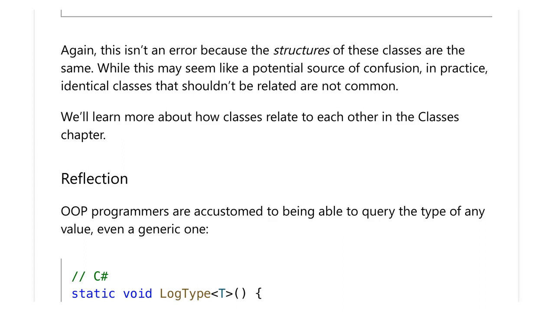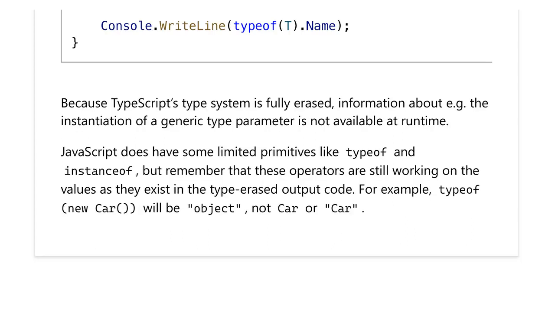Reflection. OOP programmers are accustomed to being able to query the type of any value, even a generic one. // C# static void LogType<T>() { Console.WriteLine(typeof(T).Name); } Because TypeScript's type system is fully erased, information about e.g. the instantiation of a generic type parameter is not available at runtime. JavaScript does have some limited primitives like typeof and instanceof, but remember that these operators are still working on the values as they exist in the type erased output code. For example, typeof new Car() will be "object", not Car or "Car".